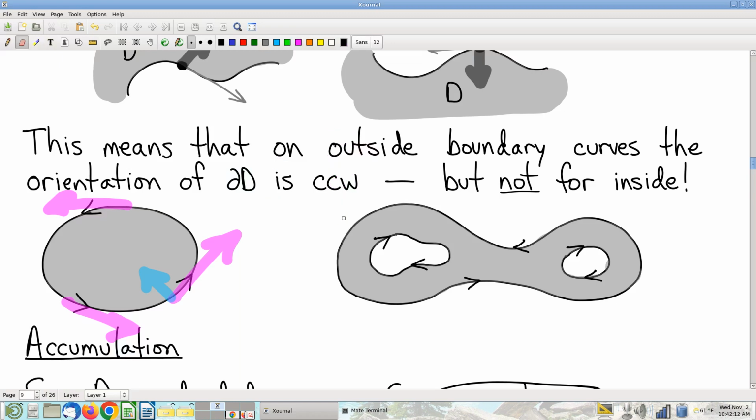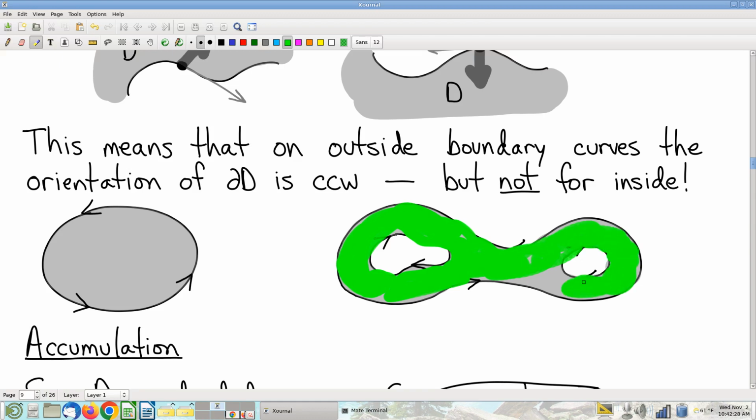The reason that you can't state it this way reliably is that if you're looking at a region that has holes in it, and there's no reason that it couldn't, it takes longer to fill that in than I wish. If you have a region like that that has holes in it, notice that on the boundary, these inside pieces of boundary, the way that you go to have the region on your left is in fact clockwise, not counterclockwise.